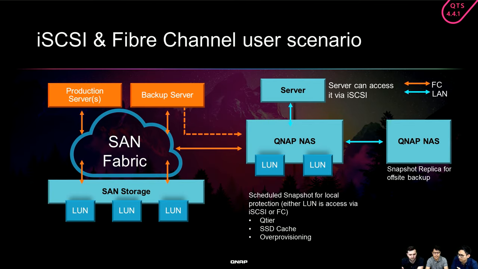So we don't need to use Fibre Channel only at one time. We can use Fibre Channel and LAN at the same time. Then we can share the data we backed up to another QNAP NAS by the backup solution that Norman provides, as well as snapshots. So here, QNAP NAS can provide Fibre Channel and LAN at the same time.